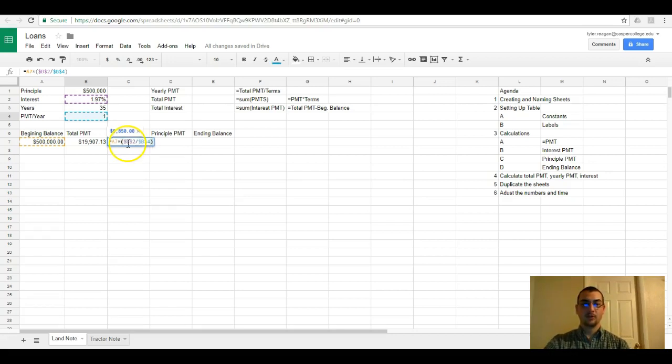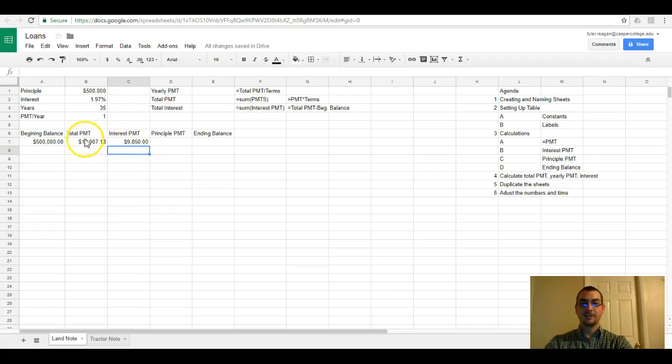Now it's very important that we take the interest rate divided by the payments per year, and you've seen me reference that a couple times in this video already. The reason that becomes very important is this 1.97% is APR, or annual percentage rate. If we're making multiple payments throughout the year, that annual percentage rate gets cut by the number of payments per year, but because of compounding, it actually increases the amount that you'll eventually pay. So to find your interest payment, you take the beginning balance times the interest rate divided by the number of payments per year, and you can go ahead and say enter.